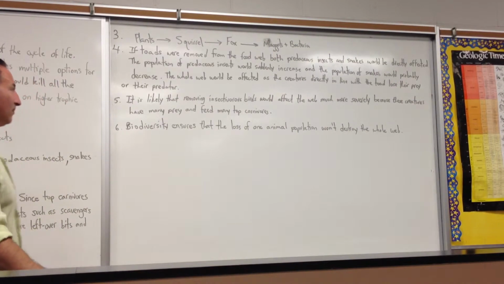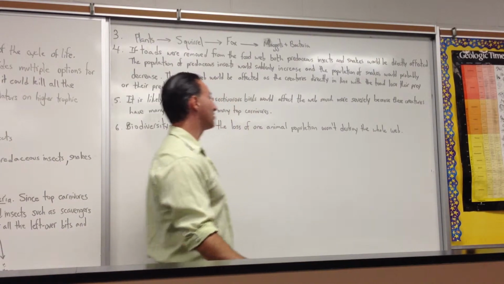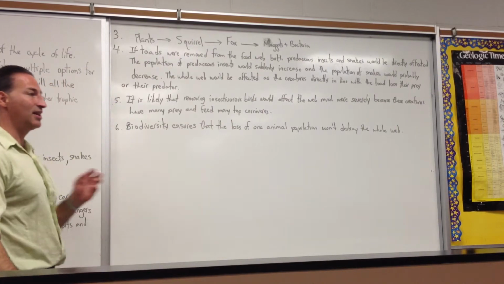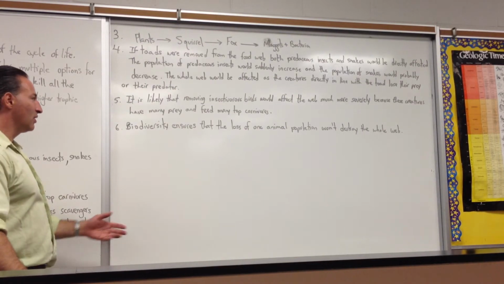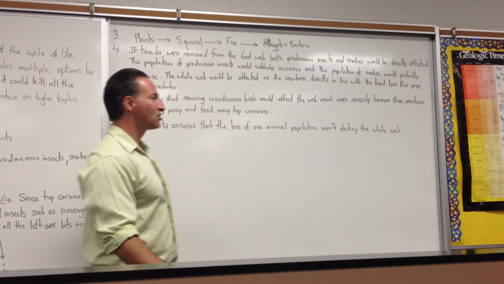If insectivorous birds were removed from the food web, it is likely that they would affect the web much more severely, because these creatures have many prey and feed many top carnivores. So taking a key creature out of the food web could have a more far-reaching effect, because a lot more creatures depend on it. So with biodiversity, the idea here is that biodiversity ensures that the loss of one animal population won't destroy the whole web.